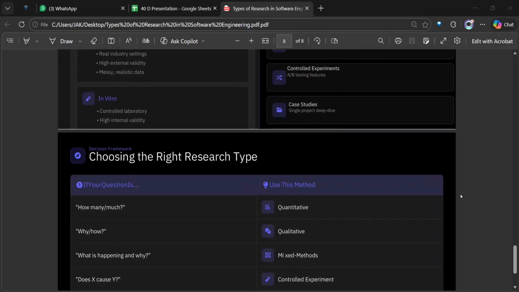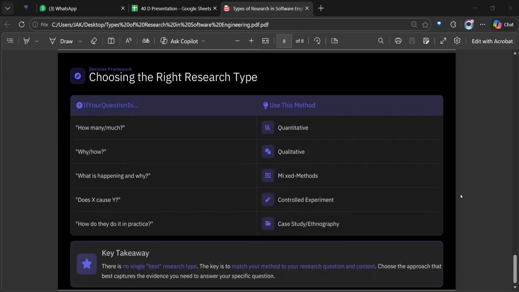All right, the next and last slide, which is the decision: how do we choose the right research type? How do we pick the right research method? Just match it to your questions. By asking a few questions, we can identify which one would be the best way. If the question is how many, it should be quantitative. If we say why or how, it should be qualitative. If we say what is happening and why, that should be mixed methods. And if it's a controlled experiment, or how do people actually do it, that is called a case study.